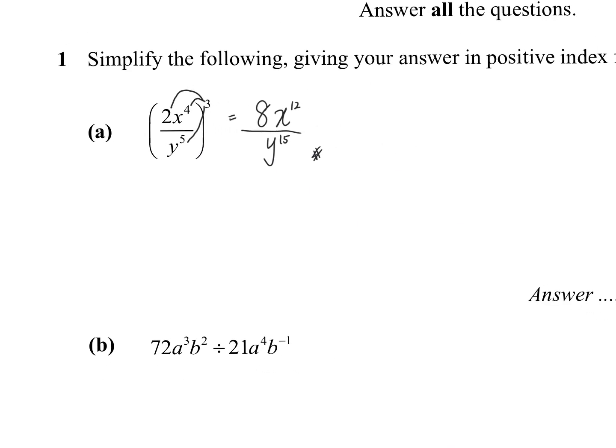Second question, 72 divided by 21. I think we divide by 3, is it? What is it? 24 and 7. Okay, so put 24 over 7, like that. And then A3 divided by A4, we subtract the power, so it's A to the minus 1. And then B2 divided by B minus 1, you subtract the power.